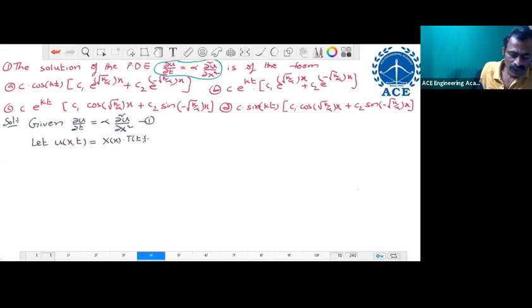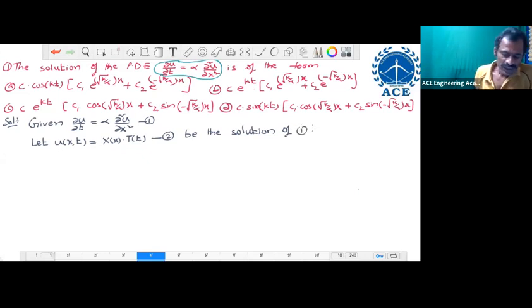Factorize the dependent variable u as a product of two functions, each of which should be a function of one independent variable like this. So this is 2. Finding the solution is the same as finding the u in terms of x and t. That is the same as finding X of x, T of t only. So from this we require the solutions X of x and T of t only, be the solution of equation 1.